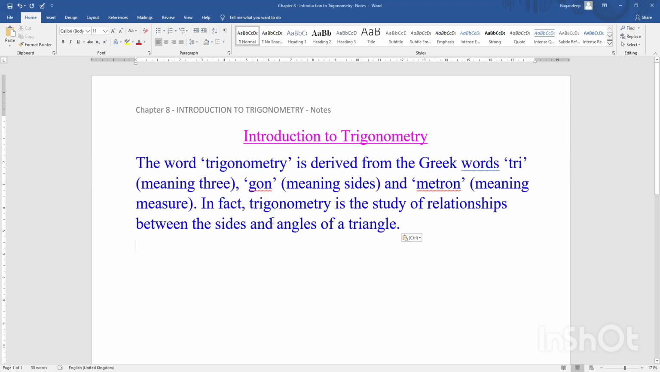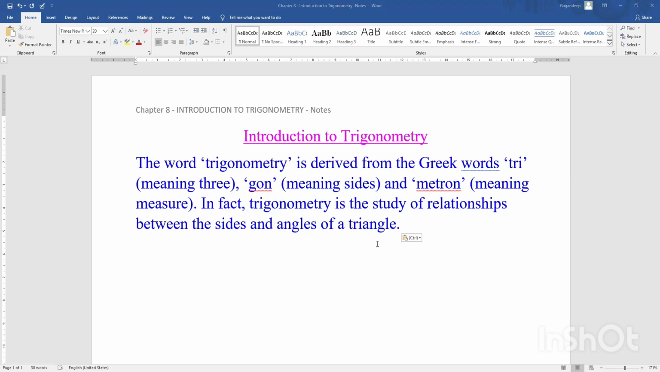The word trigonometry is derived from the Greek words tri meaning three, gon meaning sides, and metron, meaning measure. In fact, trigonometry is a study of the relationship between the sides and angles of a triangle. I repeat: tri means three, gon means sides, and metron means measure. So in trigonometry, you're going to study the relationship between the sides and angles of a triangle.